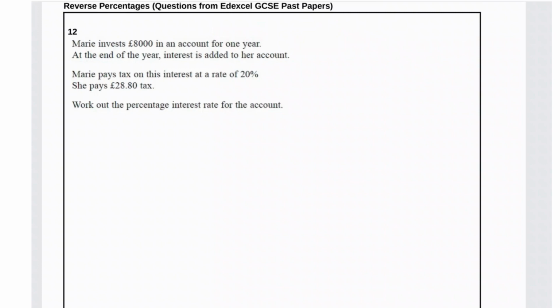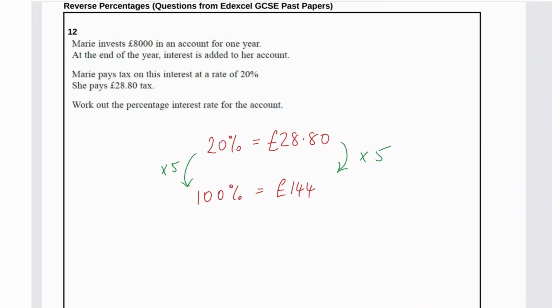So final question on this sheet. We're told that Marie paid tax on her interest at a rate of 20% and that the tax she paid was £28.80. So what we can do is go up to 100% by timesing by 5, and we can find out exactly how much interest she earned. And 28.8 times 5 is £144. So Marie got £144 interest on her 8,000.